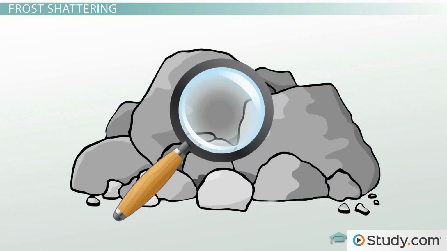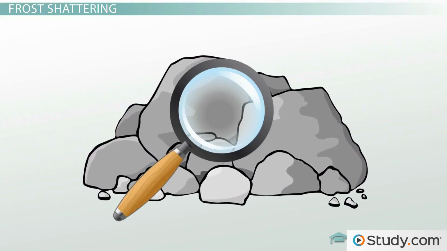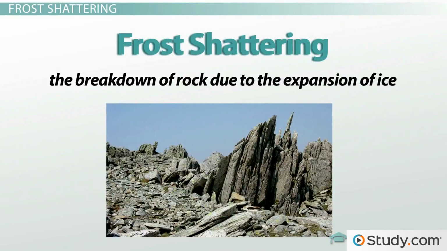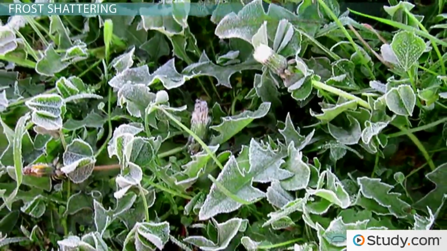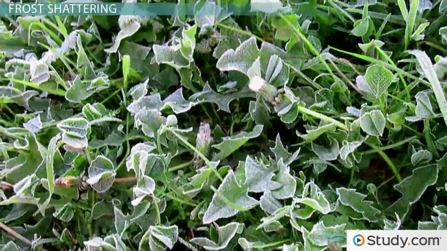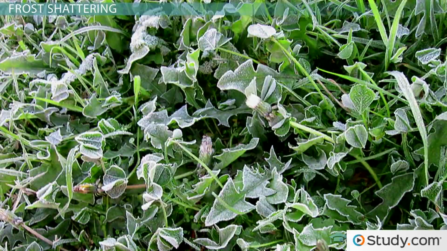Now, we learned that rocks expand and contract as a direct result of temperature. We see that water acts in the same way. Frost shattering is a type of mechanical weathering where we see the breakdown of rock due to the expansion of ice. It may help you to recall this term if you remember that frost is the formation of tiny ice crystals. For example, if you look out your window on a cold autumn morning, you might see the glistening of small ice crystals that formed on your lawn overnight.